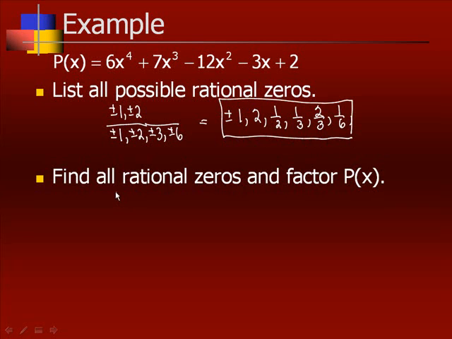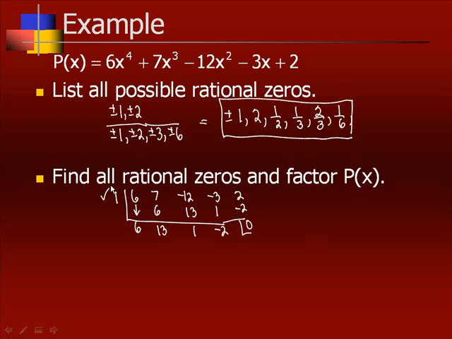So what we would do is, let's start with our nice pretty ones. Let's try 1 into 6, 7, -12, -3, 2. So if we drop our 6, 13, 13, 1, 1, -2, -2, 0. 1 is a solution. Okay?